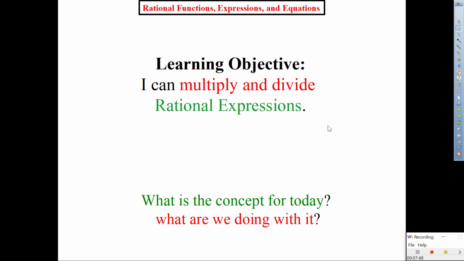All right, here we go. Our objective for today: I can multiply and divide rational expressions.